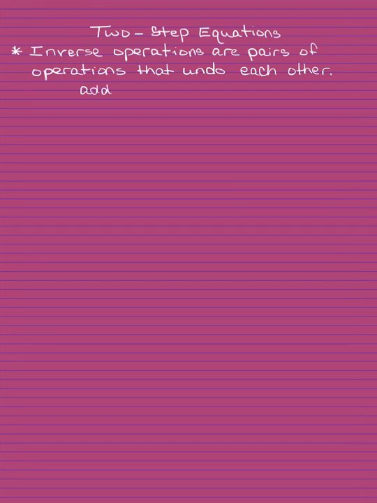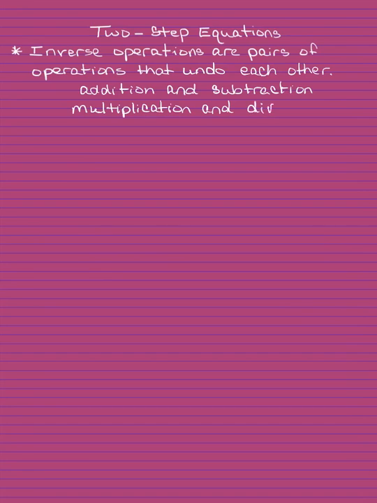So the first pair is addition and subtraction. And then the second pair, multiplication and division. A two-step equation has two operations.